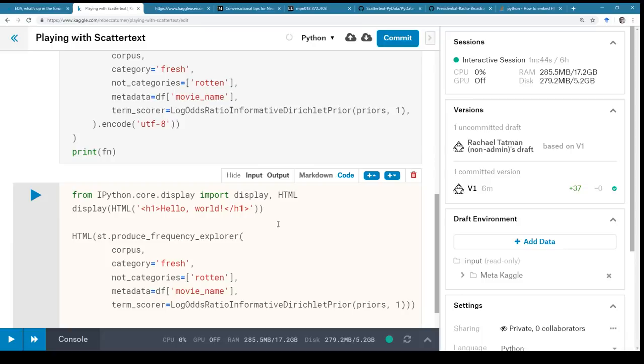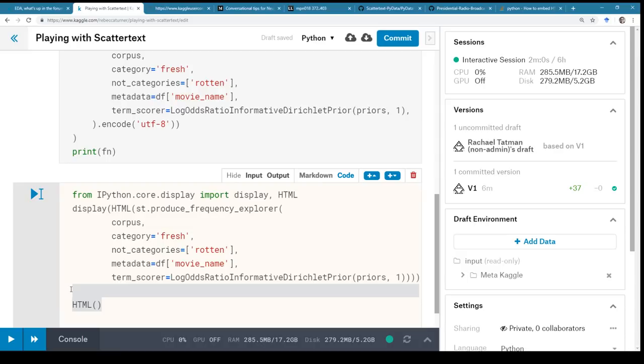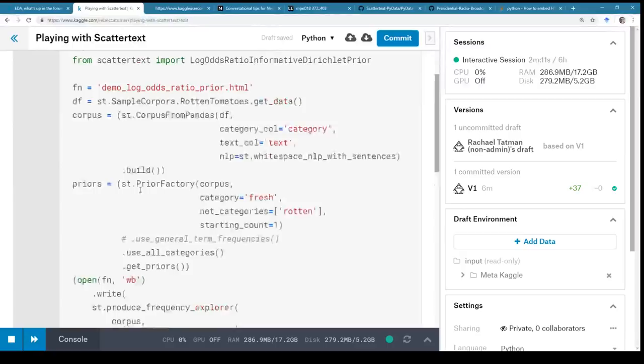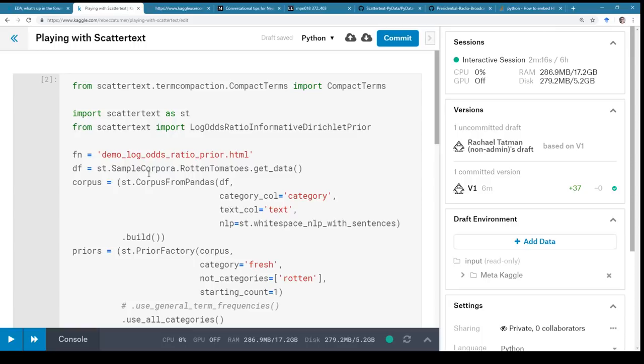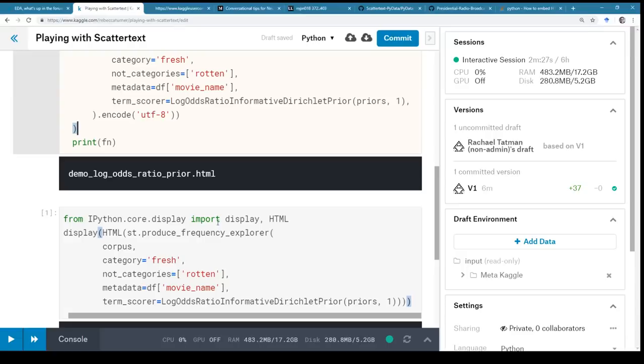And the HTML that we will be displaying is all of that. Sorry, I was just looking to make sure that I had the right number of parentheses in there, and I think I do. Okay, let's find out if this works. Named ST not defined. Oh, right. I have to redo this. It's going to take a minute because it's taking in the whole corpus and it is creating this scatter text corpus object from it. So let's see if this works.